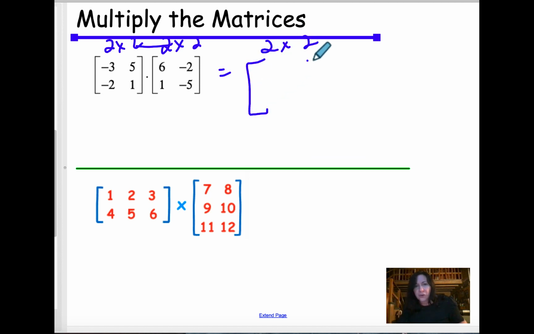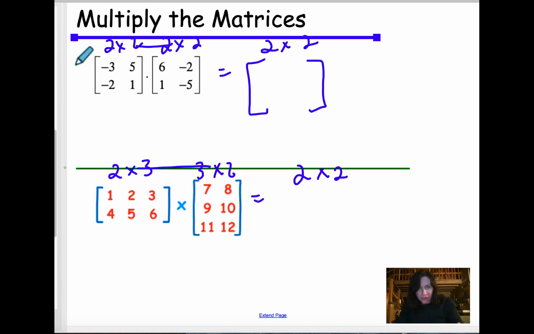This is a 2 by 2. And then this one down here is a 2 by 3, and then this is going to be a 3 by 2, and that's going to yield me another 2 by 2. Okay, so take a minute, pause the video, and then do those, and then come back. So I'm going to assume that you're back.